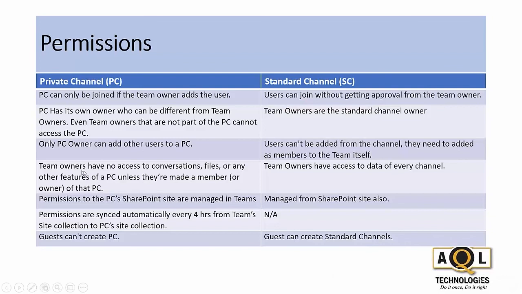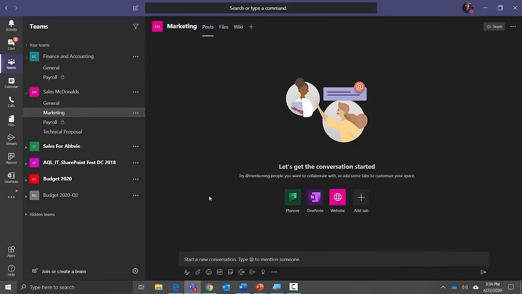Also, permissions are synced automatically every 4 hours from the team site collection to the private channel site collection, which pretty much means that if a user has been removed from the team, then those permissions are synced, and that user is also going to be removed from the private channel. That applies to the standard channel as well. There's a sync job which runs every 4 hours and does that.